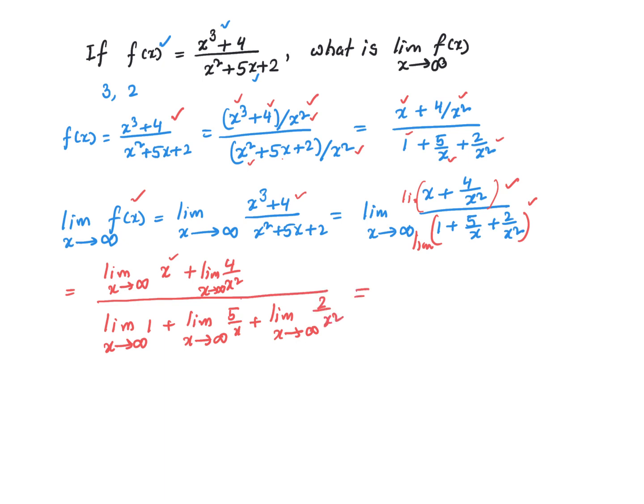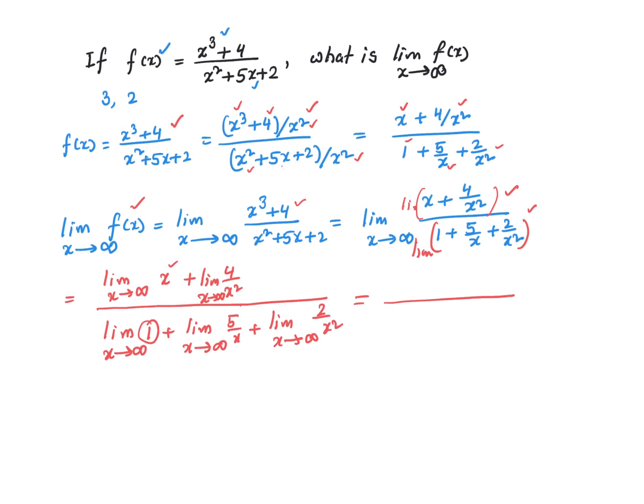Now, let's look at the denominator. The limit as x approaches infinity of 1 is just going to be 1 because it doesn't depend on x. So 1 plus the limit as x approaches infinity of 5 over x has to be 0, because x becomes extremely large compared to 5 and goes towards infinity. Consequently, the limit becomes 0 because 5 over x becomes extremely small and approaches 0. With a similar argument, for 2 over x squared: as x becomes larger and larger, what happens to 2 over x squared? It becomes smaller and smaller, and in the limiting case, the value becomes 0.